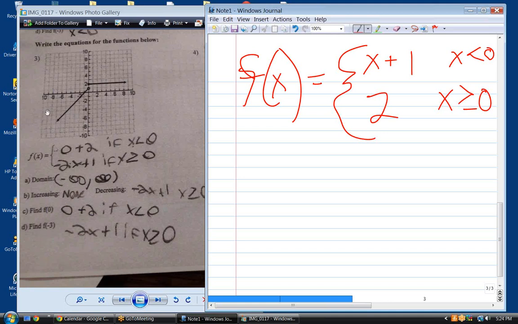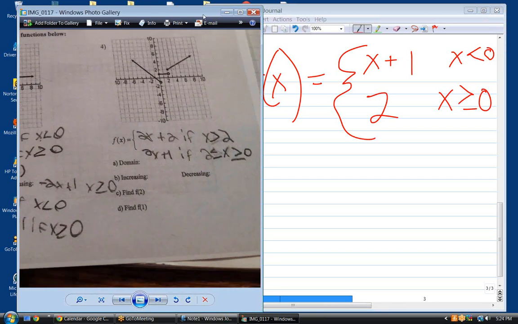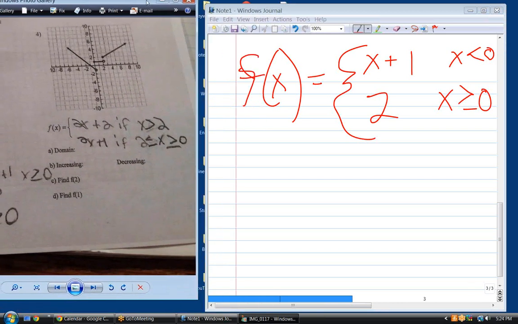Just hold on real quick. Go to the minus 3 on the x-axis. Go down and find the y value. What's that y value right there? Negative 2. You see what I'm trying to do?